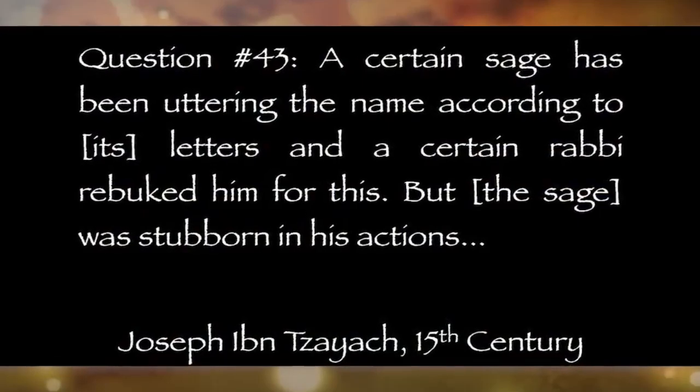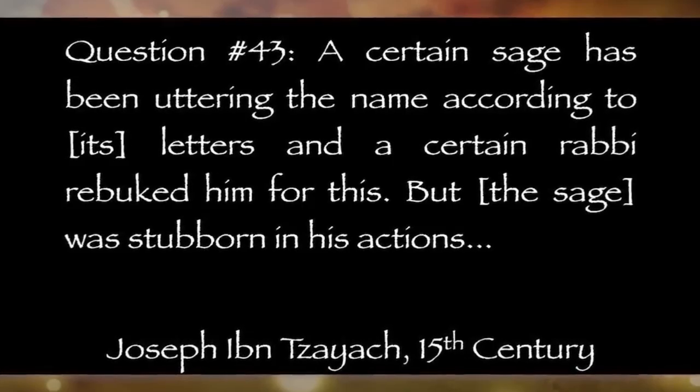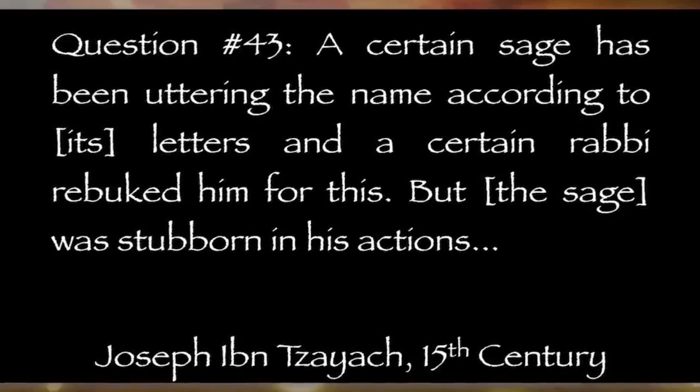So question number 43 that they sent to Ibn Sayach in the 15th century in Jerusalem, they say as follows: "A certain sage has been uttering the name according to its letters, and a certain rabbi rebuked him for this. But the sage was stubborn in his actions." So what they're describing here is, "Rabbi, help us. There's a sage in our community who's speaking the name Yud-Heh-Vav-Heh. And our local rabbi, the leader, rebuked him, and he says, 'I don't care what you say, I'm a sage. You might be a rabbi, but I'm whatever a sage meant.'"